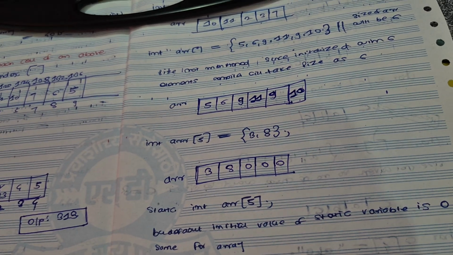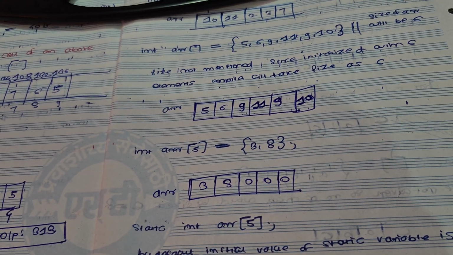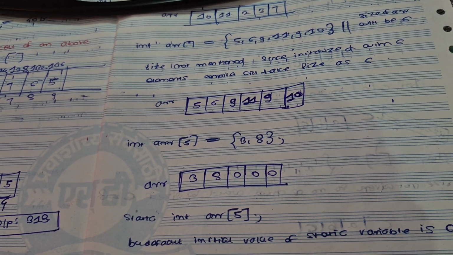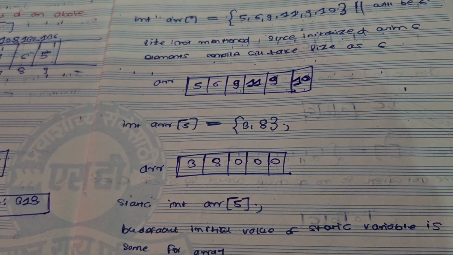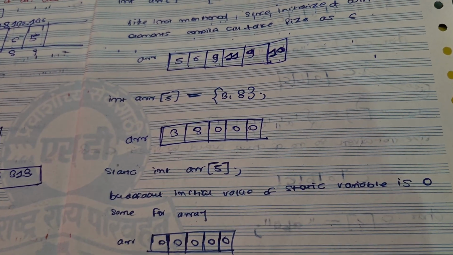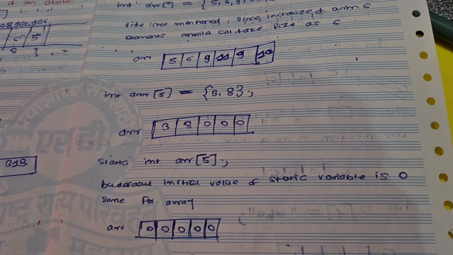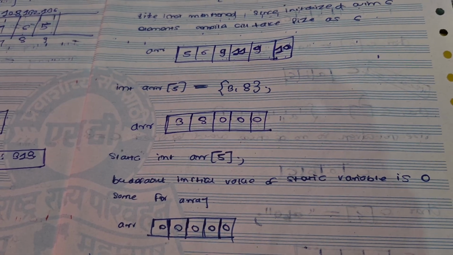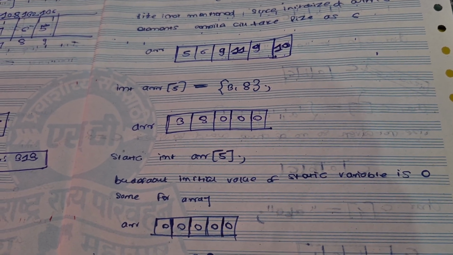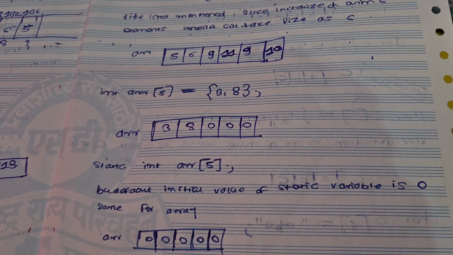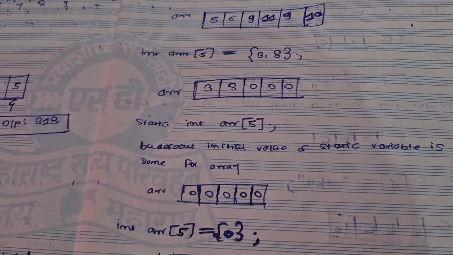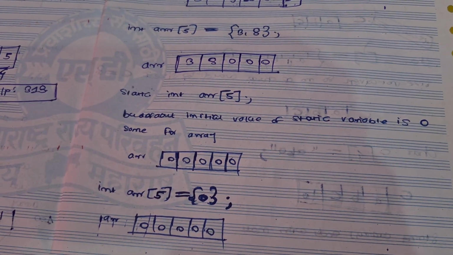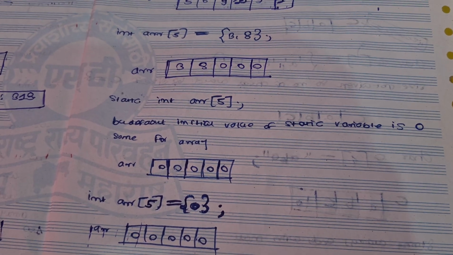Then here array of size 5, but only 2 elements are given. So we'll store the 2 elements as they are, and in the rest of the 3 boxes, since it is integer type, we can store 0 because that's the default value of integer. That's what they have done. Then static int array[5]. By default the initial value of a static variable is 0, so the same for an array also. For a static variable it would be 0 by default, and for a static array also it would be 0 only. So size of 5, and there 0 would be stored. Here they have specifically mentioned to store 0 only, so first 0 and then again 0 would be stored in the rest of the 5 places.